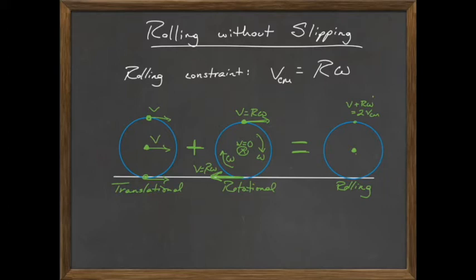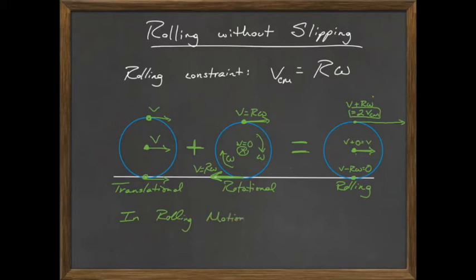Okay, and then if we look at the center of mass, if we add those together, you get v plus 0, and so v plus 0 is just v. The center of mass is just moving with the speed v. But then, if you look at the bottom, you've got v minus r omega because they're going against each other. And so that result comes out to 0.